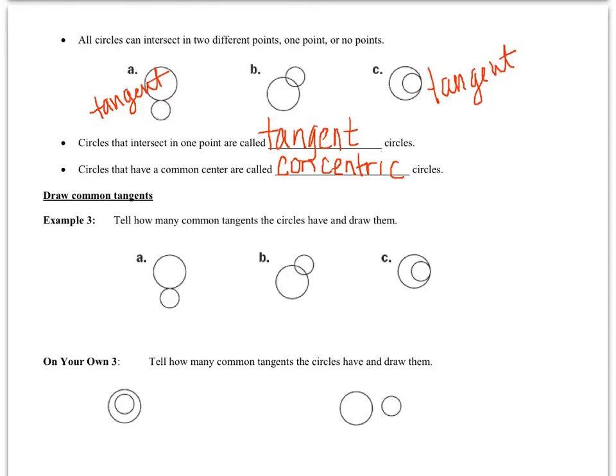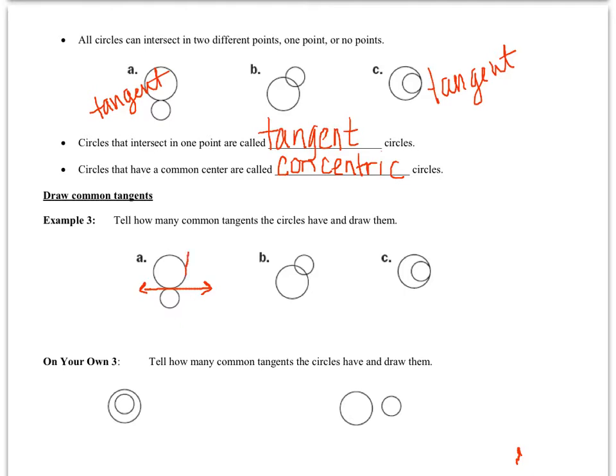Example 3 here says draw common tangents. So tangents, remember, are going to be lines that touch in exactly one spot. Really, tangents could be rays or line segments as well, but we're going to just do lines for these example problems. It says tell how many common tangents the circles have and draw them. So looking at A here, these 2 circles touch in exactly one spot. So the first common tangent would be right there. That line would touch both those circles in one spot. And then when they have this orientation, there's going to be 2 more. See if I can draw this accurately.